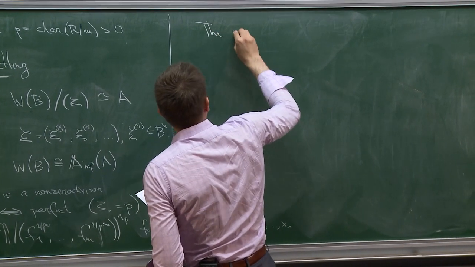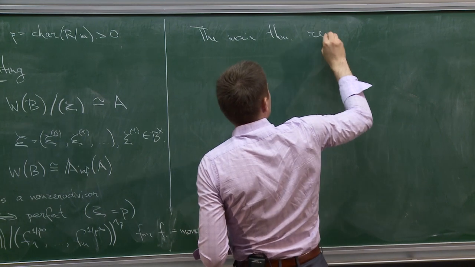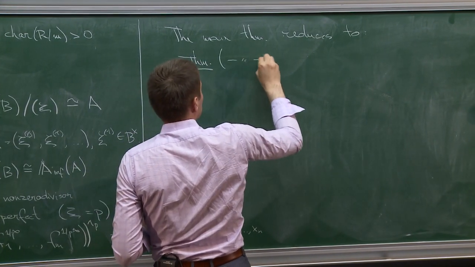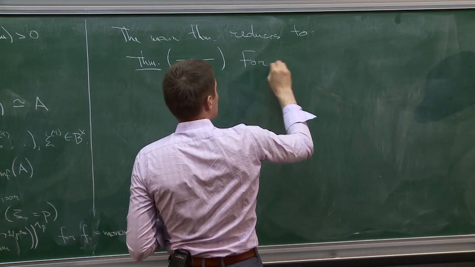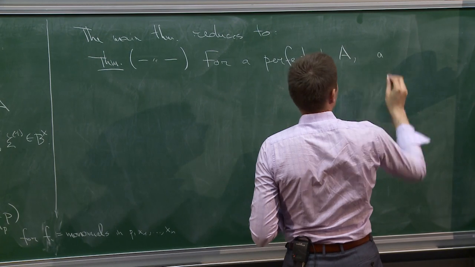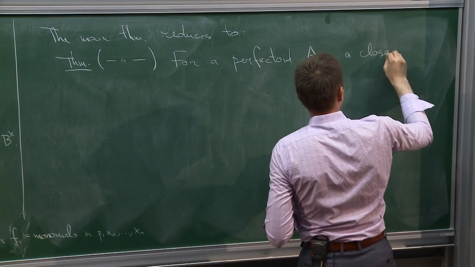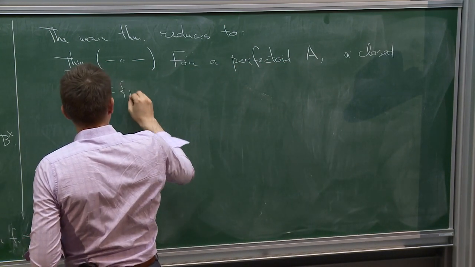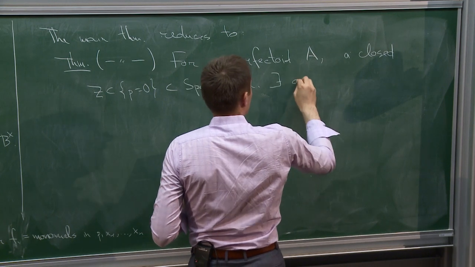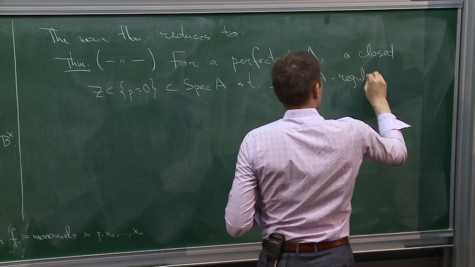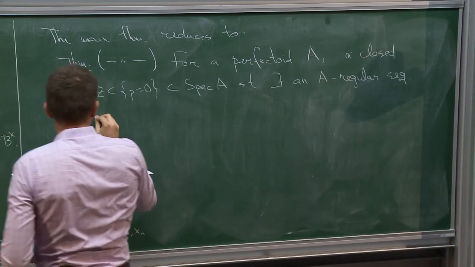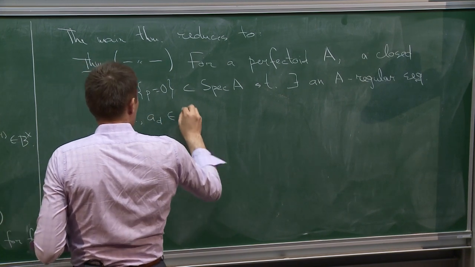Okay, and so the main theorem then reduces to the following perfectoid statement. Purity in a perfectoid setting, which says precisely that if we have a perfectoid ring A and we have a closed subscheme Z contained in the locus where p equals 0 in the Spec of A, such that there exists an A-regular sequence. So we basically assume that the perfectoid A has enough depth along the Z. We assume that there is an A-regular sequence a1 up to ad in A that vanishes on Z.